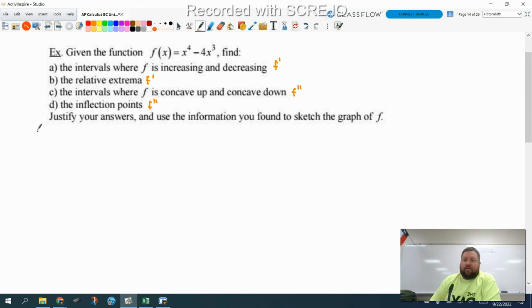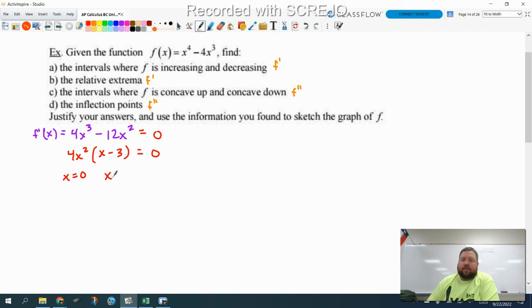So we take the derivative of our function. Our function is continuous. It's a polynomial. It's continuous, it's differentiable, all that good stuff. So we are able to do everything we need to do. The derivative is 4x cubed minus 12x squared. This derivative will never be undefined, so we just need to set it equal to 0. I'm going to take out a 4x squared. That'll leave me with an x minus 3. So I get x equals 0 and x equals 3 as my critical points.